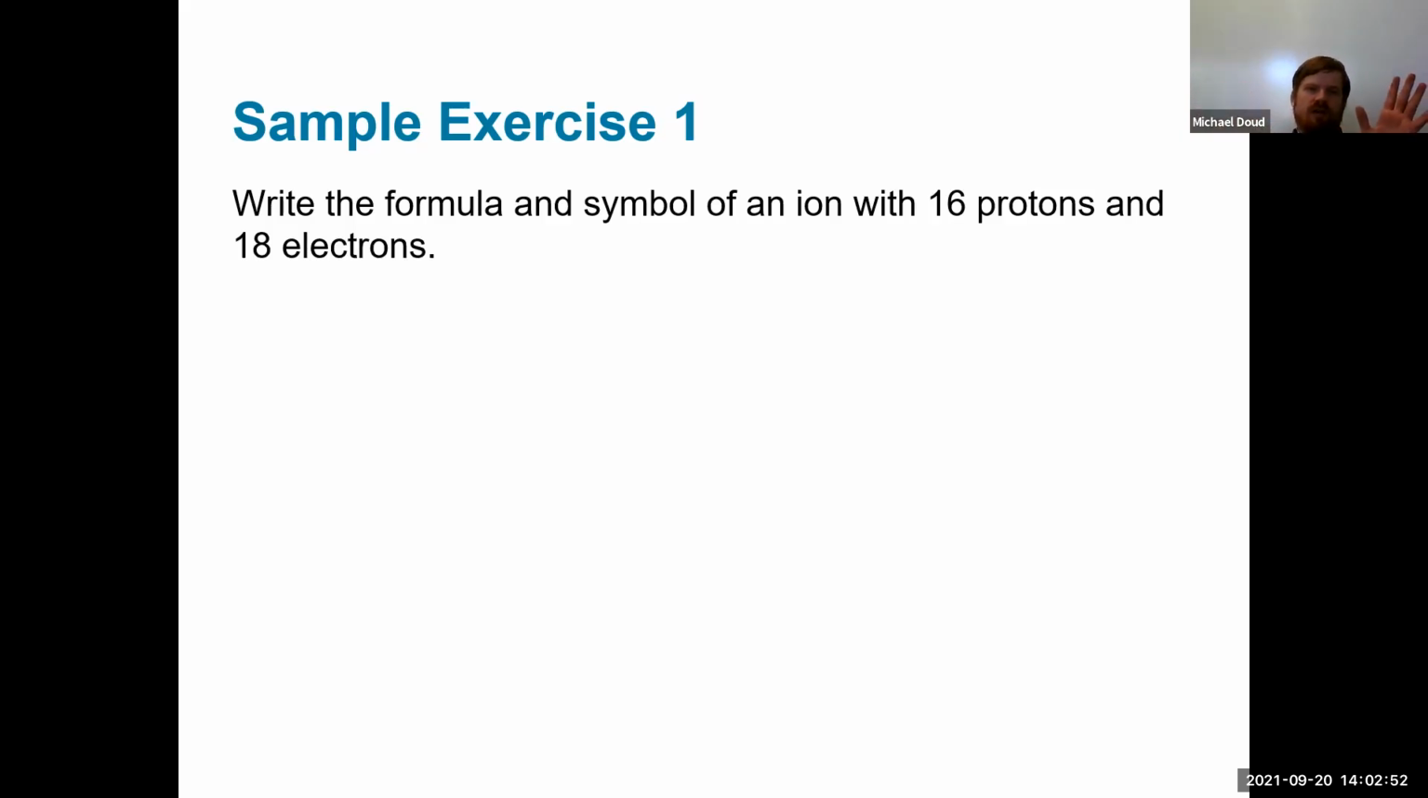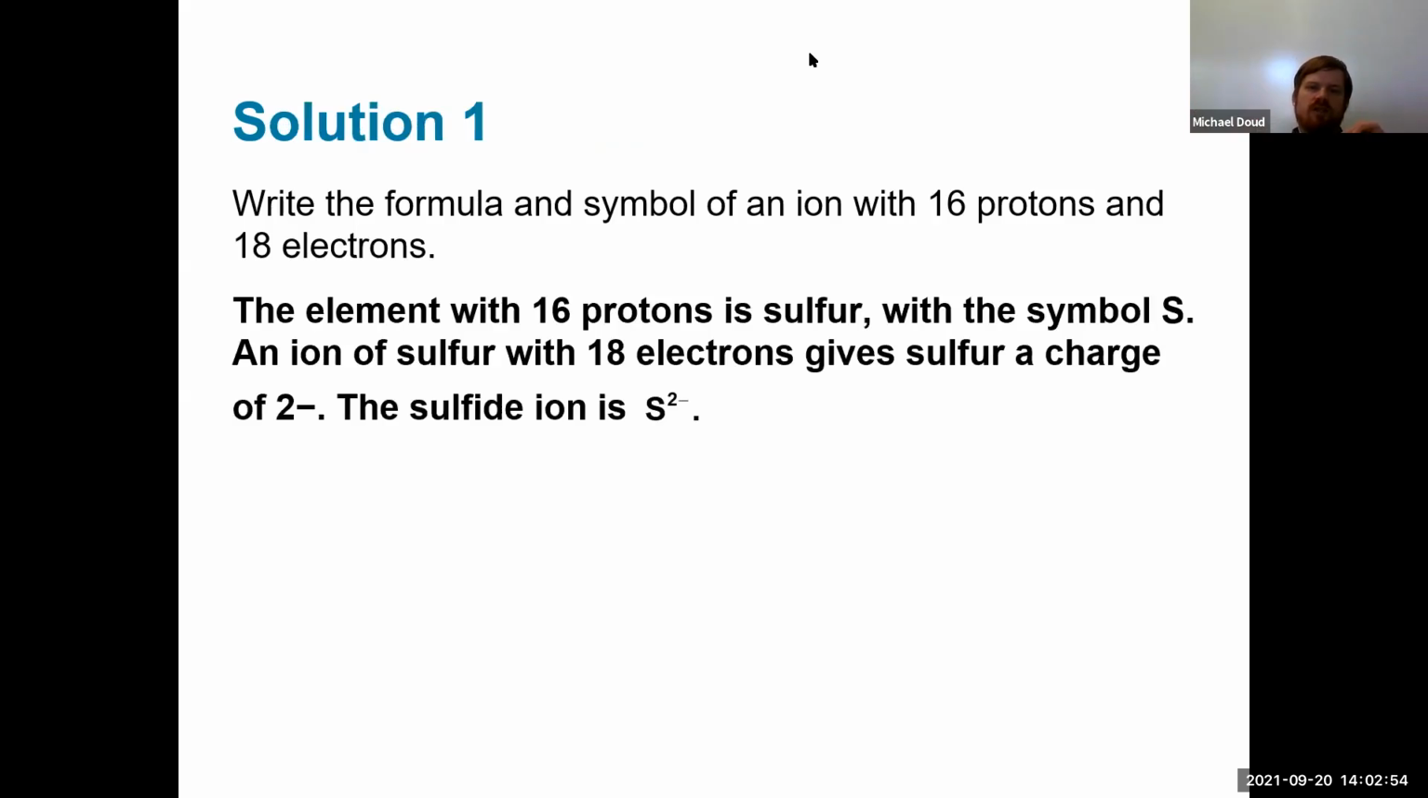Okay, we're back. Let's look at the answer here. 16 protons identifies the element as sulfur, right? So the symbol is S. The fact that it has 18 electrons means that it has a 2- charge. 16 minus 18 is -2, so the ion is S2-. To name it, it's an anion, so it's a nonmetal. We drop the end of the name and put an -ide, so that becomes the sulfide ion.